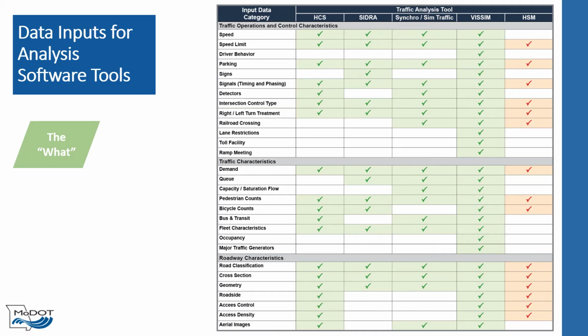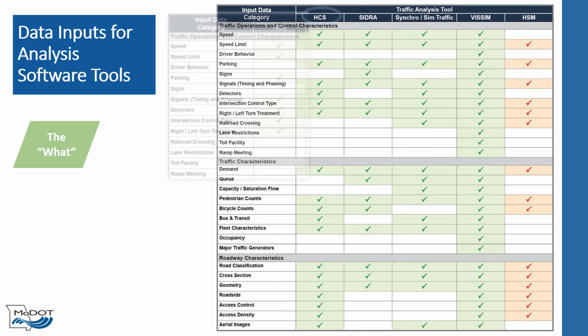For transportation projects that utilize software tool analysis, it is important to understand analysis-specific data needs and input parameters that can often vary based on different analysis tools, including HCS, SIDRA, Synchro or SimTraffic, VISSIM, and HSM. The table shown provides information about the traffic and roadway input parameters for each analysis tool. Data input needs will vary by project since certain inputs may not be needed when they do not influence the measure of effectiveness needed for the project.